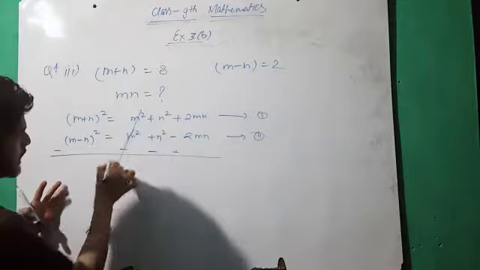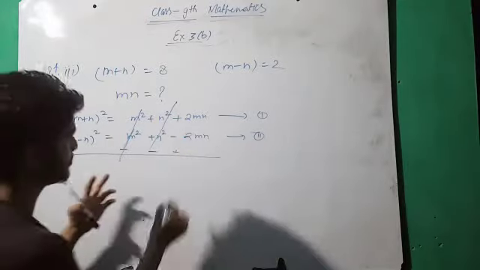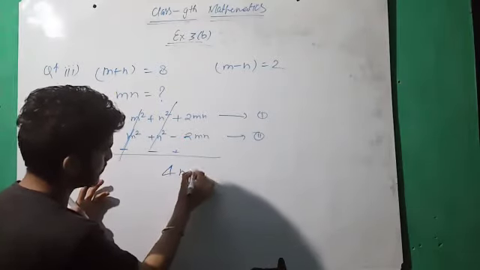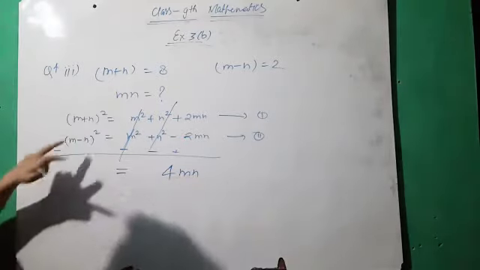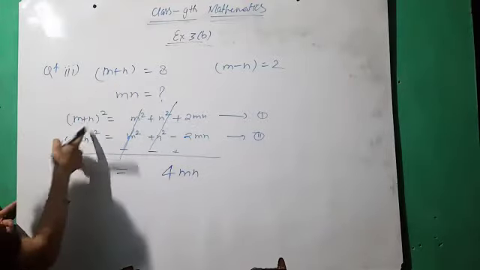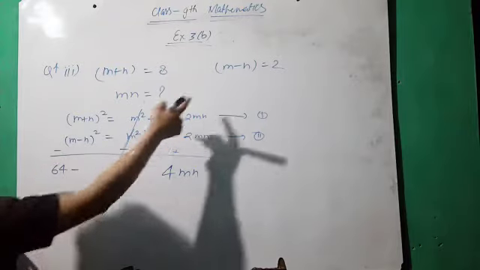Cancel. M square minus m square is 0, n square minus n square is 0, 2mn plus 2mn, we have 4mn. 4mn equal to m plus n whole square. M plus n is given as 8, so 8 square, minus m minus n, 2.